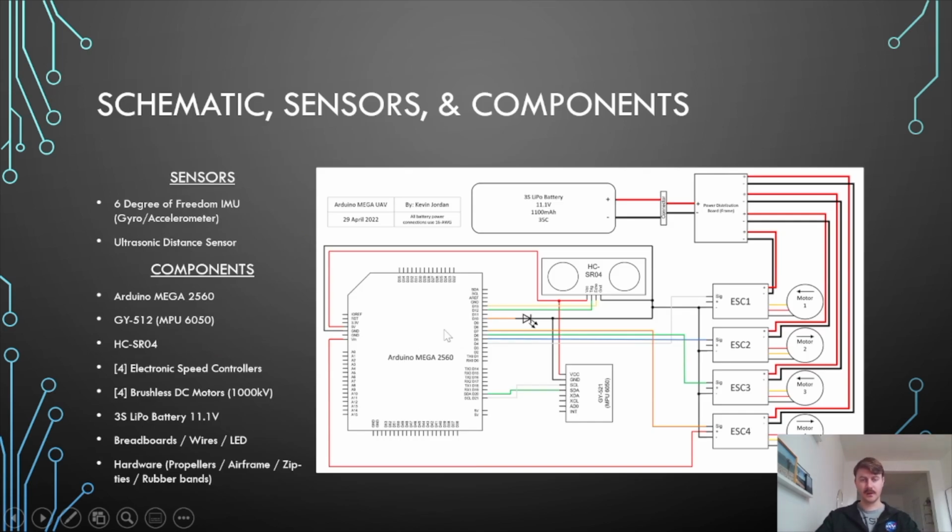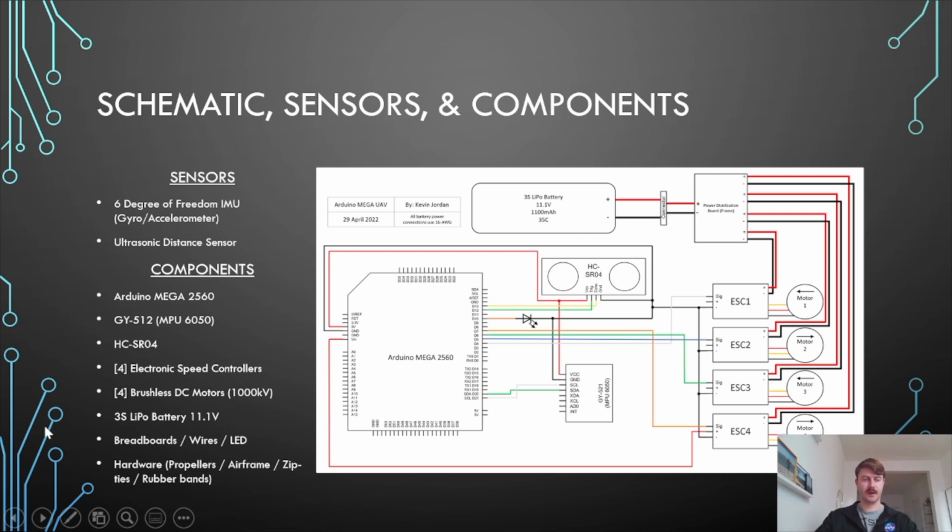So here's the schematic. We have the microcontroller, the Arduino Mega 2560. We have the IMU, where the MPU 6050 was the actual sensor on the GY-521 breakout board. We have the ultrasonic distance sensor. We have the ESCs, which take power in from the battery. One of them actually supplies the Arduino with the power to run the board, and it also sends the signals to the motors. And lastly, we have the LED, of course, for system phase identification.